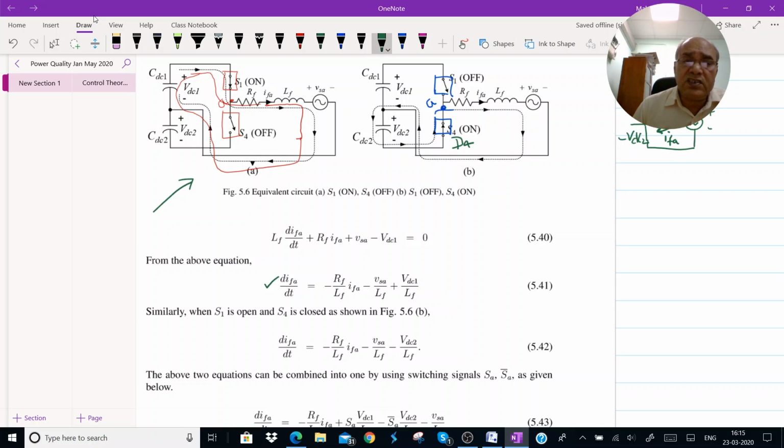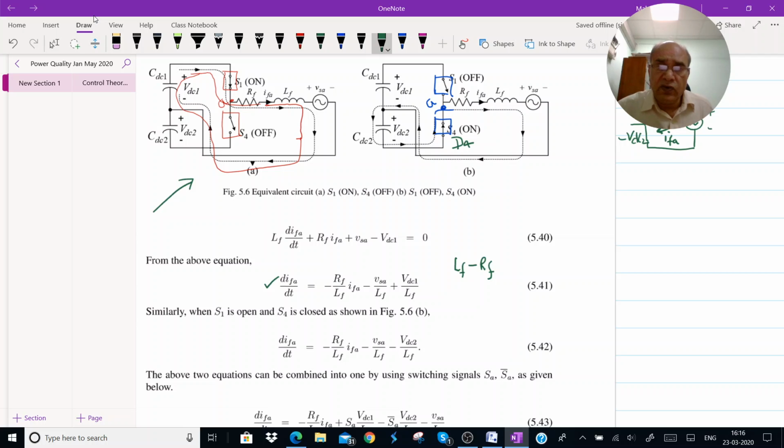Now LF is the same for all phases. RF is the resistance of the interface inductance LF. So generally we express the pair as LF and RF. RF ideally must be equal to 0, but since any inductance has some resistance, a small resistance may be present in the inductance itself. Now let us say S1 is open and S4 is closed. Then you can see from the second diagram here that except VDC1, it becomes minus VDC2. Other parameters remain the same. So the driving force is now minus VDC2.